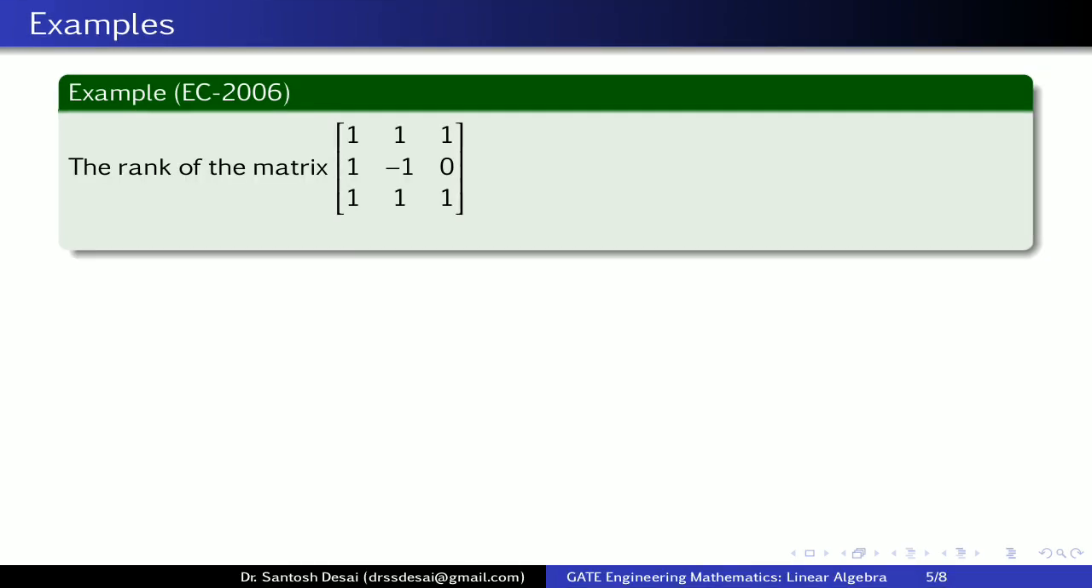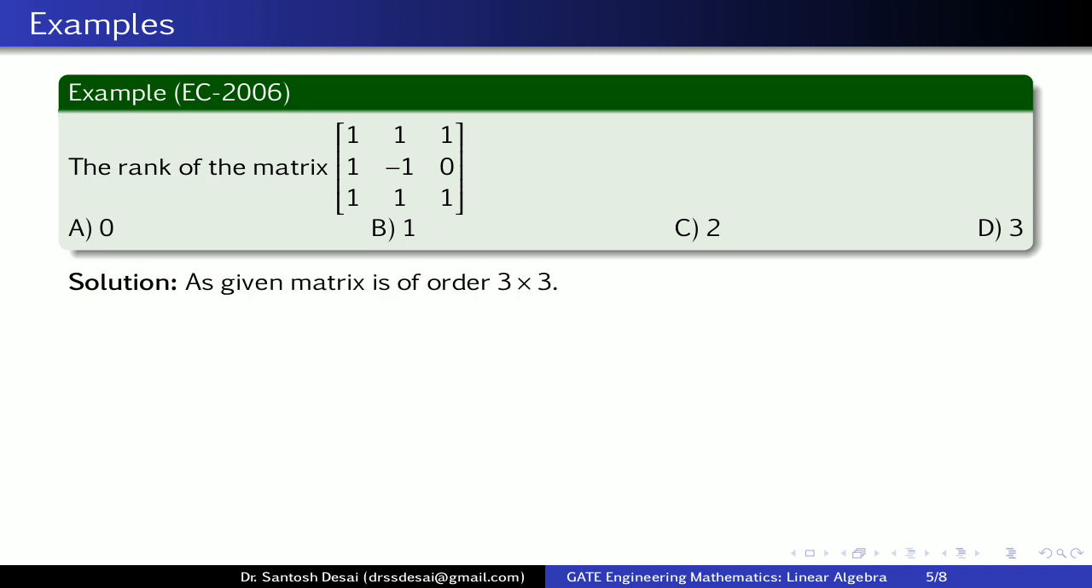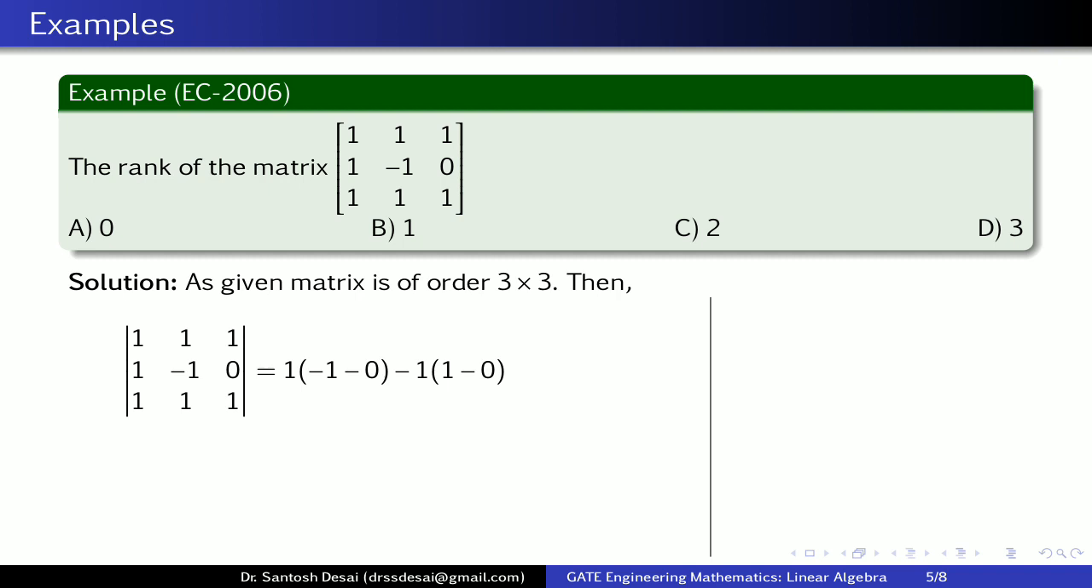So now consider the examples. The rank of the matrix. Here a 3 by 3 matrix is given and 4 options are given as 0, 1, 2 and 3. Now here we note that the given matrix is of order 3 by 3. So therefore we consider its determinant first. The determinant of the given matrix is equal to 1 into bracket minus 1 minus 0, minus 1 into bracket 1 minus 0, and plus 1 into bracket 1 plus 1. Simplifying this, we will get 0.